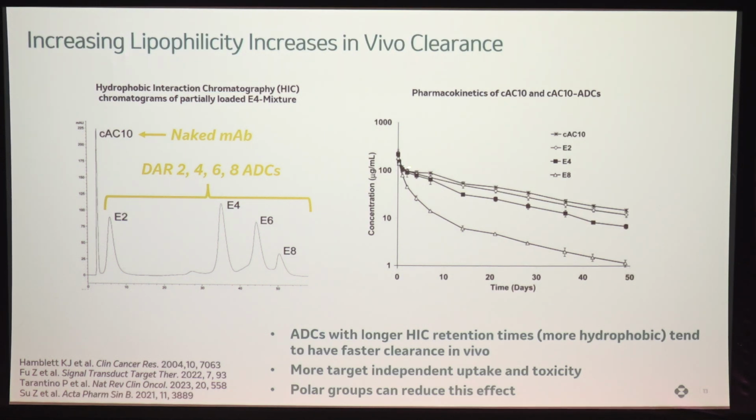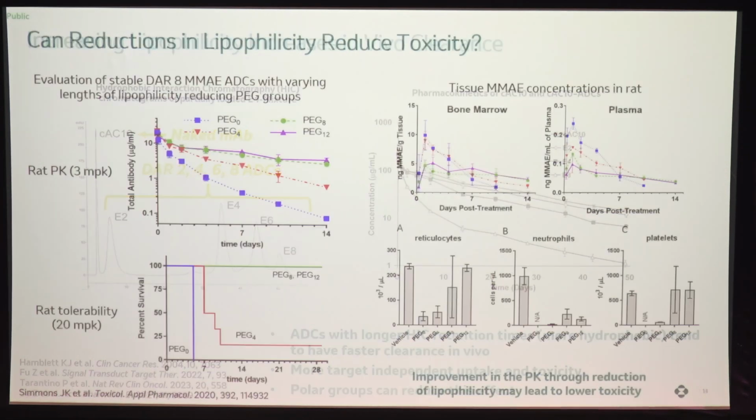So this is the exposure profile for the naked antibody, the line here on the top. Then you go to DAR2, DAR4, and DAR8. And as you increase that DAR, you can clearly see that erosion in your exposure. And so as a medicinal chemist trying to correct this type of lipophilicity problem, one of the places where folks have tried to go is looking at polar groups to try to reduce this effect.